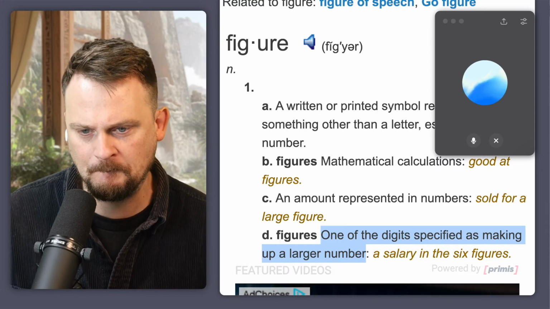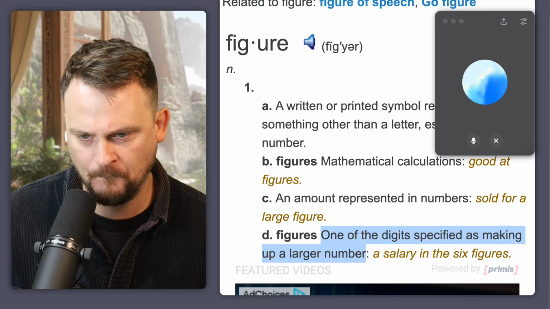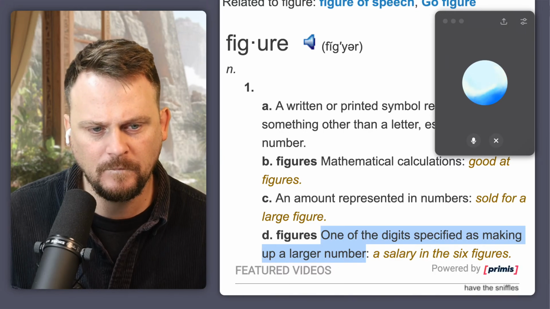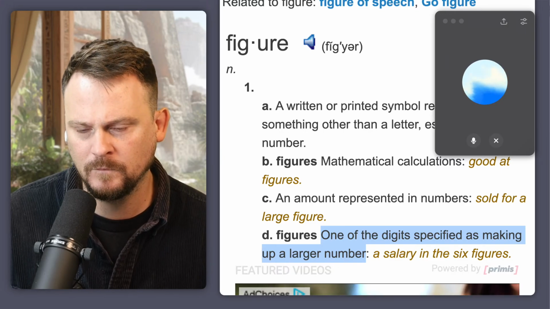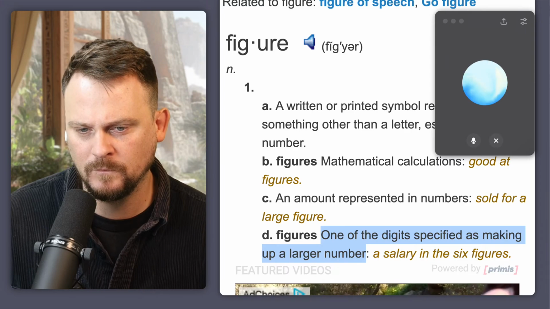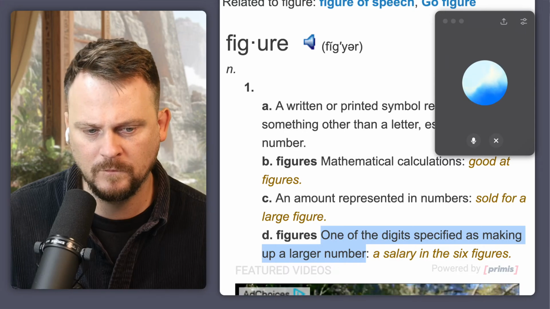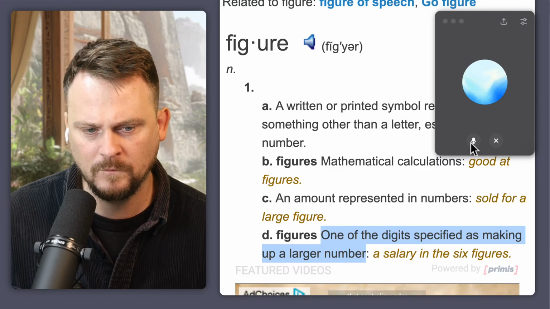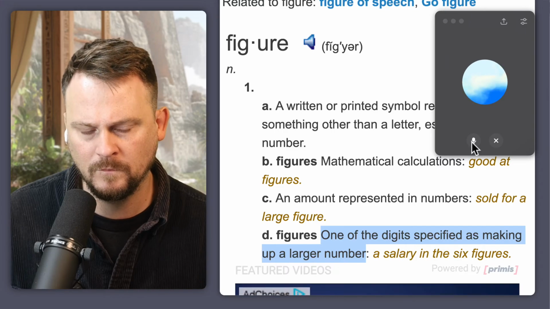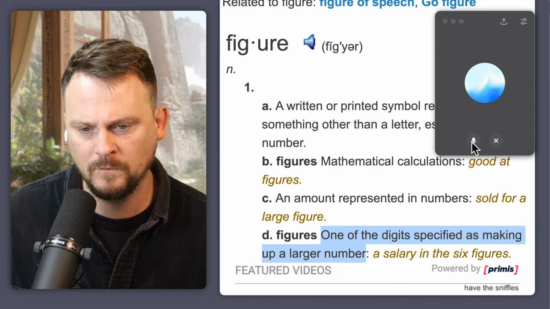In the first example, the bottom line figure refers to the final total or amount on the financial statement, representing a specific numerical value. In the second example, an important figure signifies a crucial number that was missing from the financial data. Both uses of figure refer to numerical amounts.